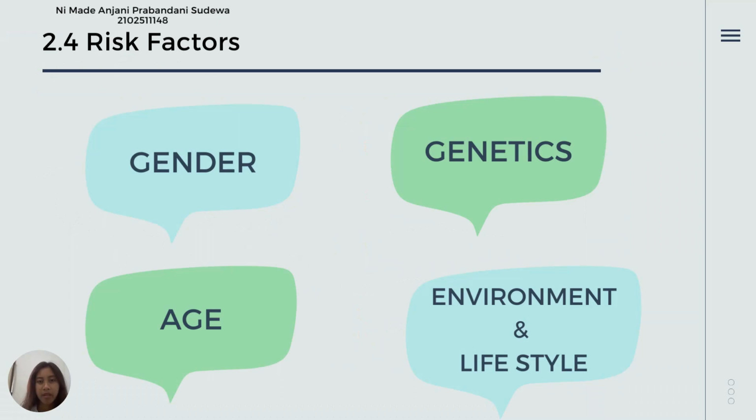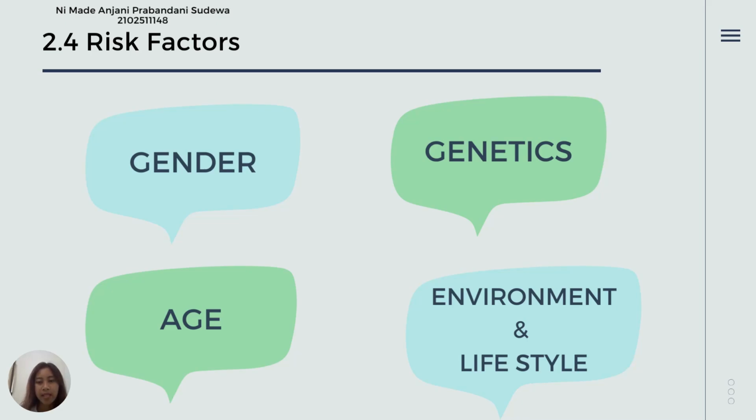My name is Anjani Prabandani with last three digits 148. So I will explain about the risk factors of spondylitis. The first is gender. Diagnosis of spondylitis is more common in men than in women because men tend to have more severe symptoms. In addition, the diagnosis in women is often overlooked or missed.